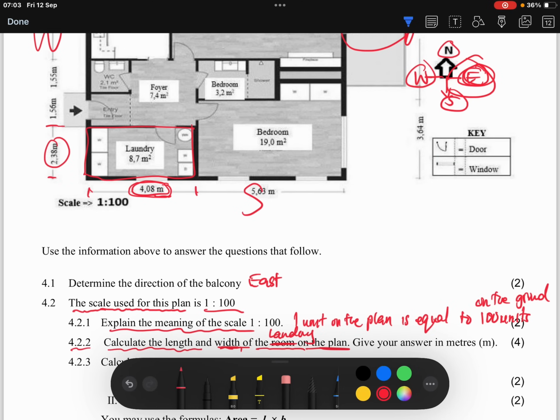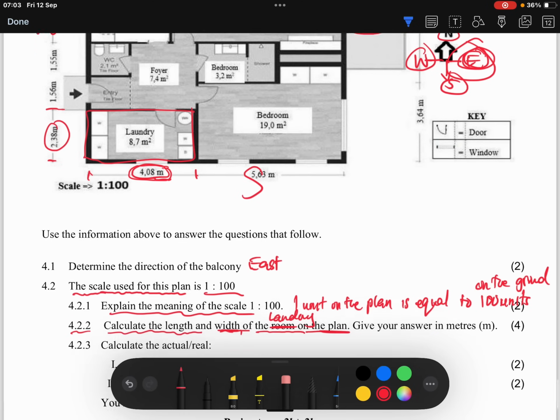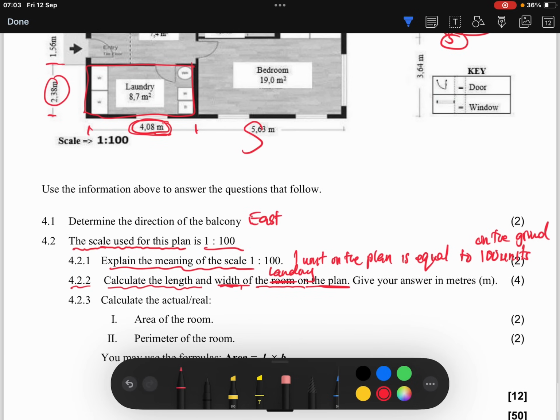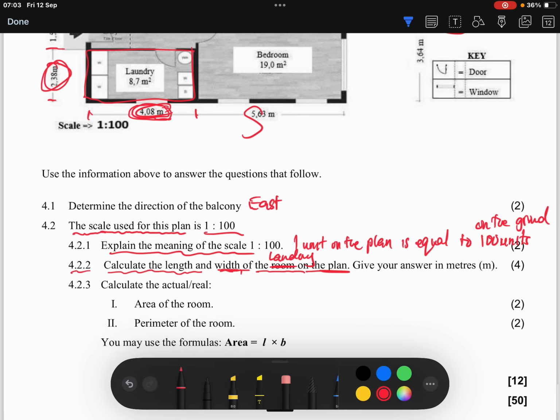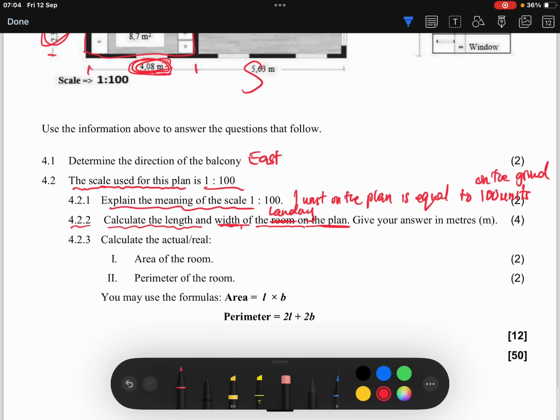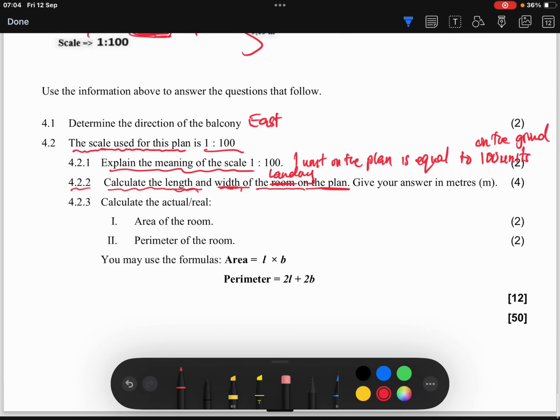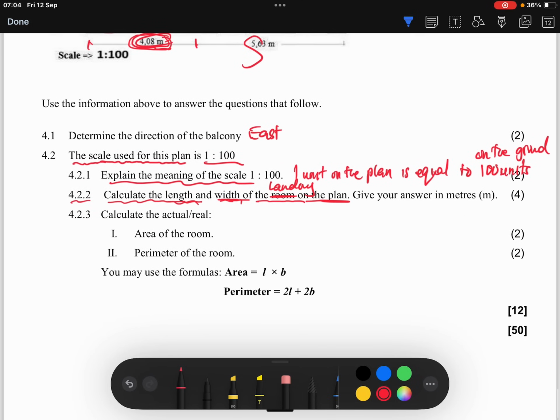Guys, the meters are the values for the real laundry. They are not the values for the plan. These are the real dimensions of the laundry, the real values. So to calculate this, it says calculate the actual length. So what are we going to do, guys, to calculate the actual length there?